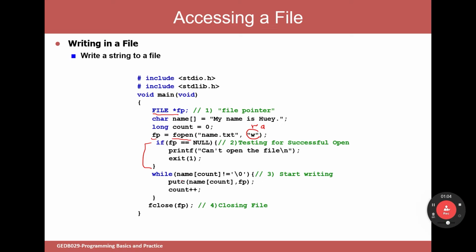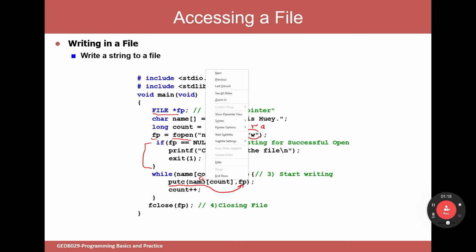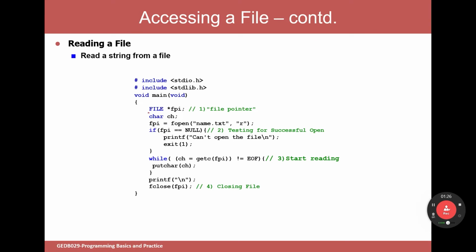Then after that, you will start writing using putc, which is connected to the file pointer, and the contents you want to put inside the file go here. This is for writing, and for reading it is exactly the same thing. You have a pointer, you open the file, check the file is okay, and then you use getc, which receives some contents from the file pointer. So this is how we read and write to a text file.